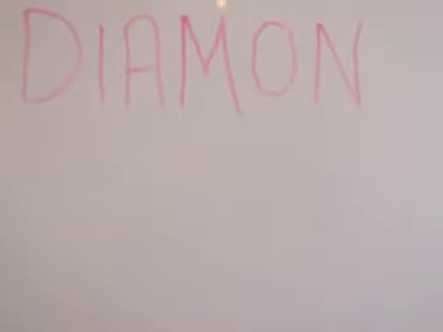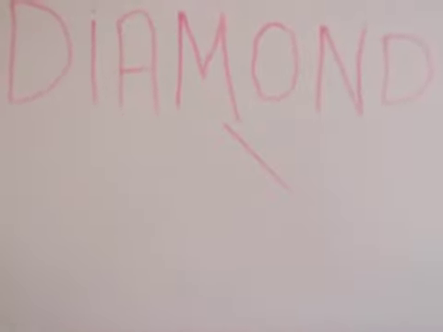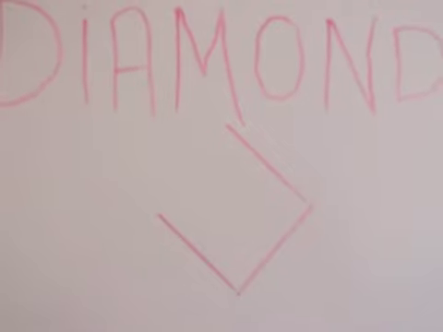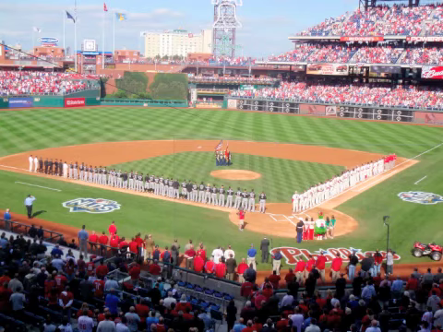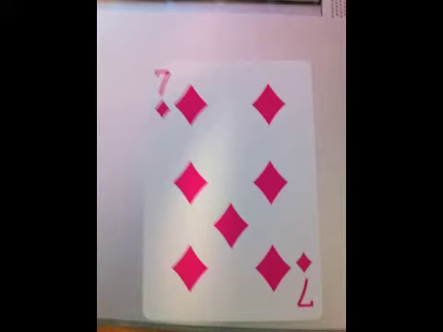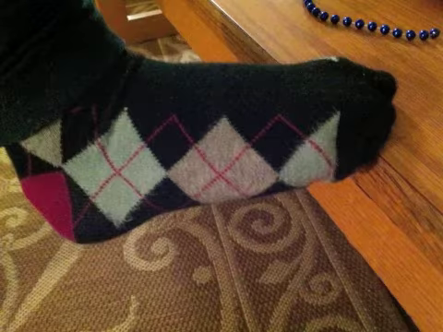The sixth shape that we're going to talk about is the diamond. Diamonds are everywhere around us, and again, here are some examples of different diamonds. The first diamond is a baseball field. The second is on a deck of cards. You can even find diamonds on clothing and different kinds of artwork.